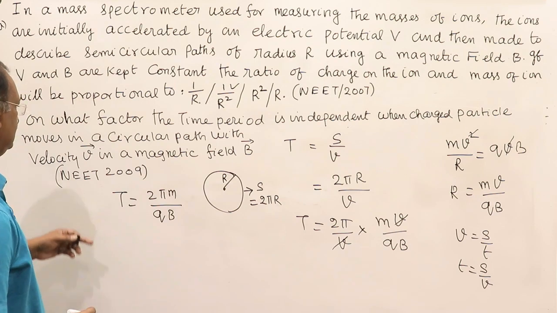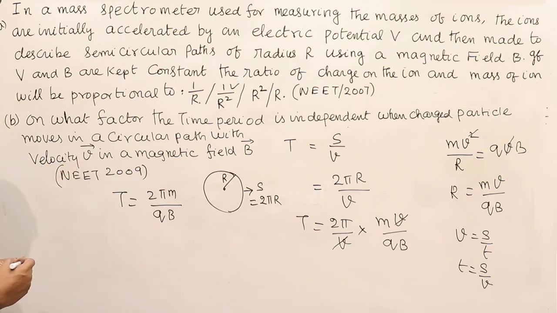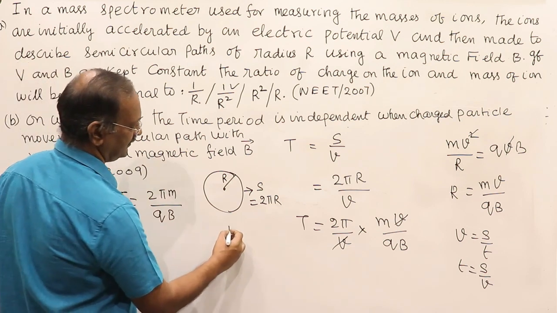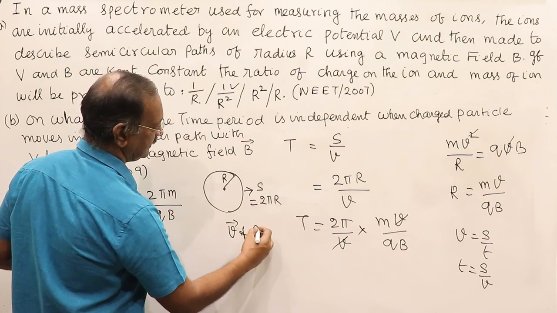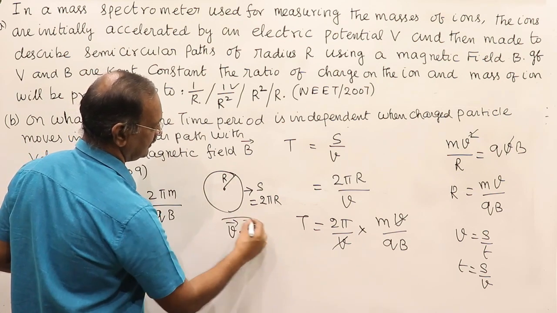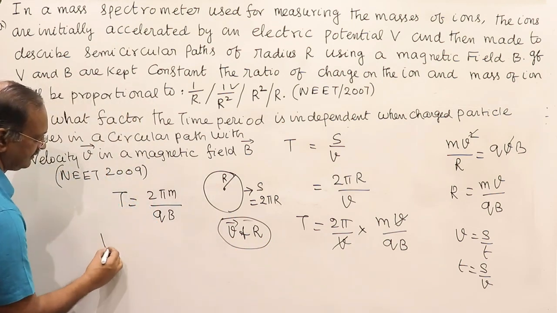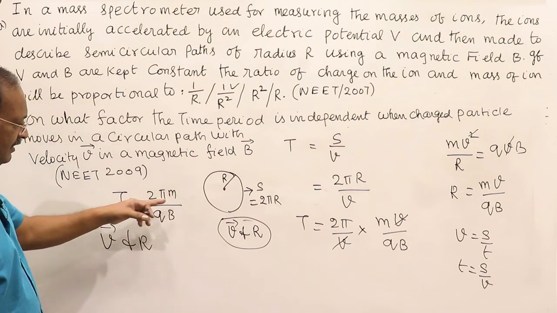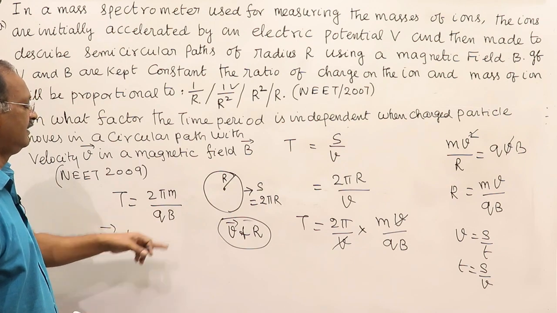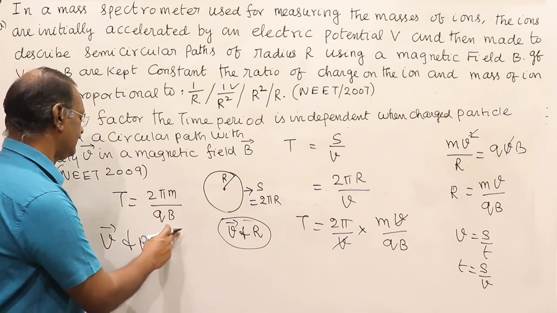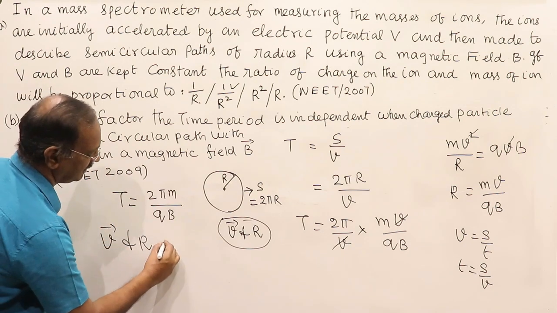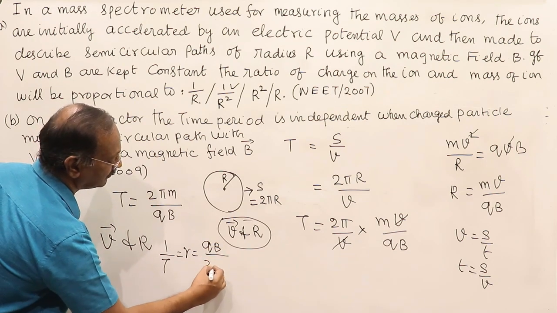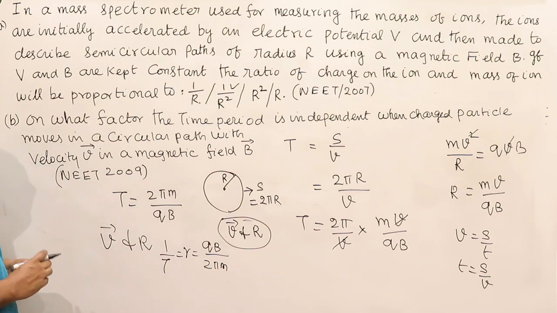It means the time period does not depend upon the velocity of the particle and the radius of the circular orbit. It depends only on the mass of the particle, the charge of the particle, and the magnitude of the magnetic field. And if you take 1 by time period, it is the frequency, which is equal to qb by 2 pi m. This formula will come in handy for the cyclotron.